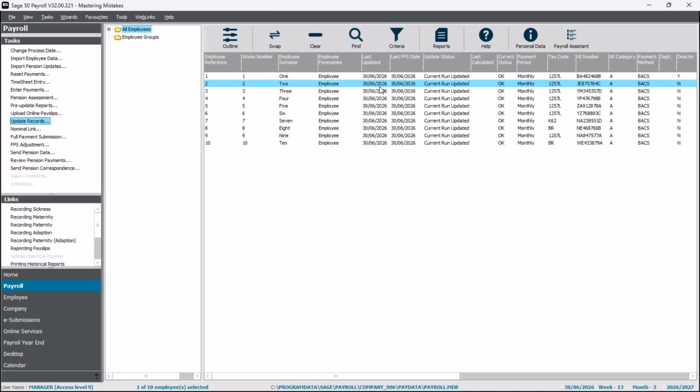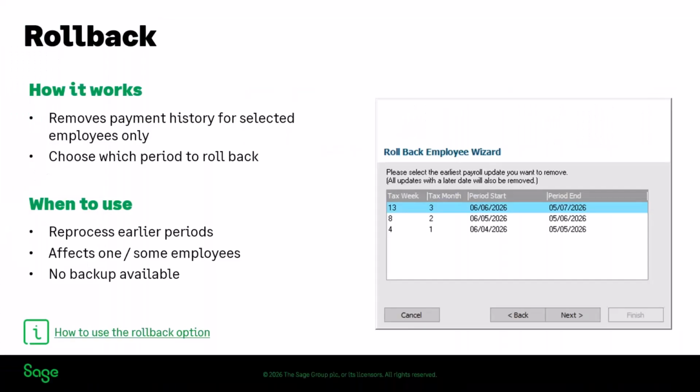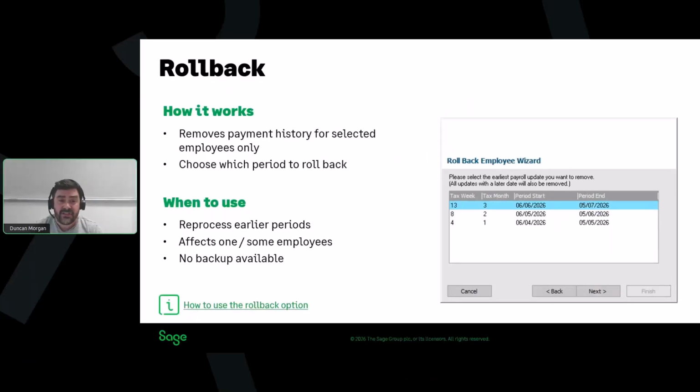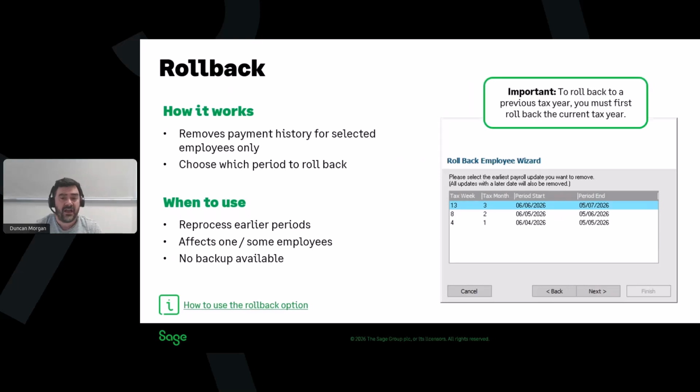Now, next step would be to submit the correction to HMRC. But hold that thought for now, as we're just going to go back and recap what we've covered so far. So that there was the rollback wizard. So removing the payment history for the selected employees only. You can choose which period you want to roll back to. And if you need to, you can roll back to previous tax years. And we will show you that in another demo a little bit later on.